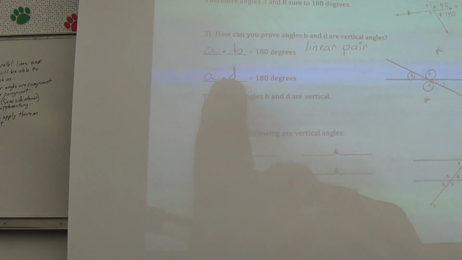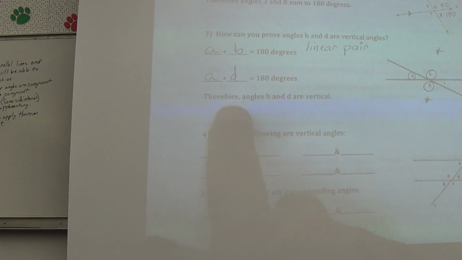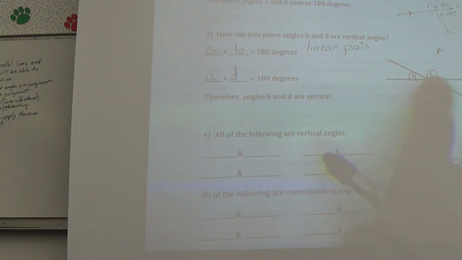So now you just proved that B and D are the same measurements, right? And if they're the same measurements, you just proved that they are vertical angles, because vertical angles are two angles that share the same vertex, have no common sides, and are equal to each other in measurements. Okay? Equal to each other in measurements.